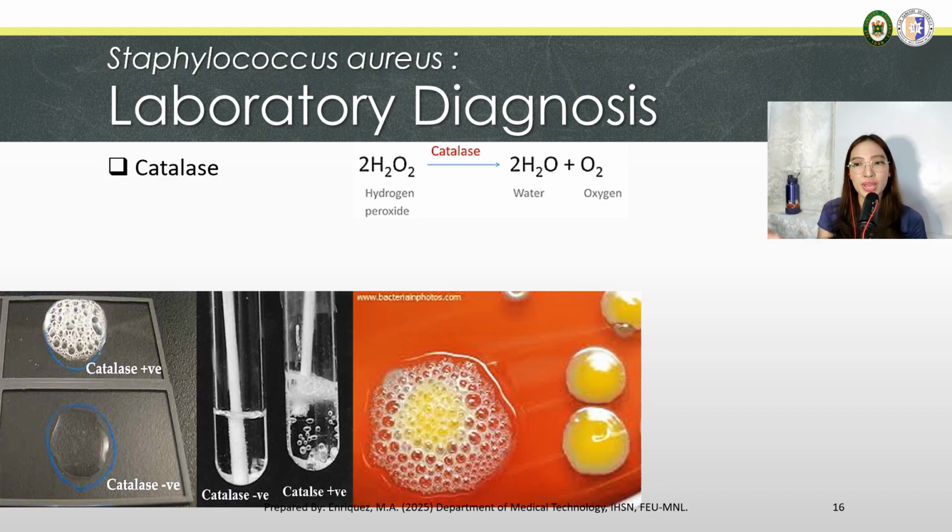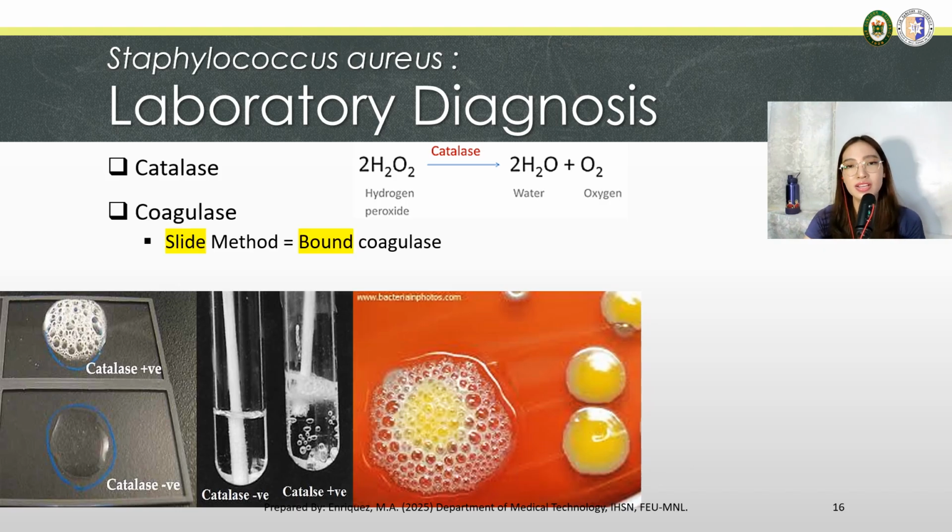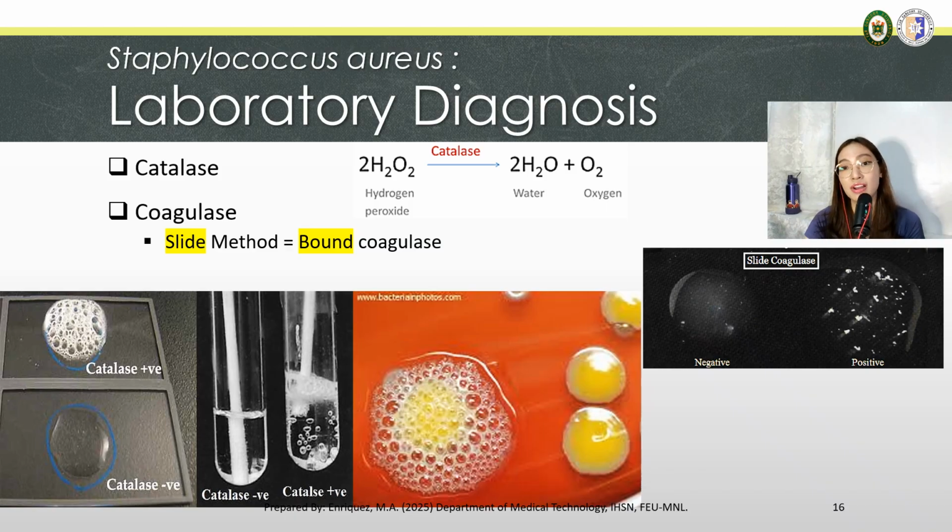So the best way and the most common way that we usually do it is using a slide. Right. So again, wag po palaging tutularan itong nasa third picture. All right. Next is coagulase. So the coagulase test, the reagent for this is rabbit plasma. So for the slide method, the steps are the same as catalase, but with a different reagent.